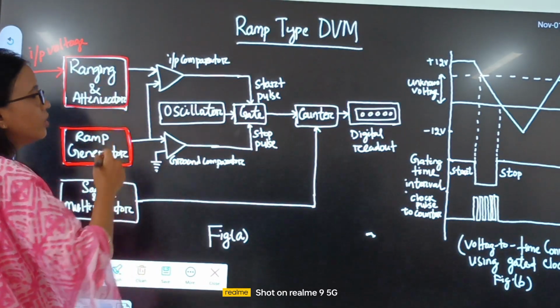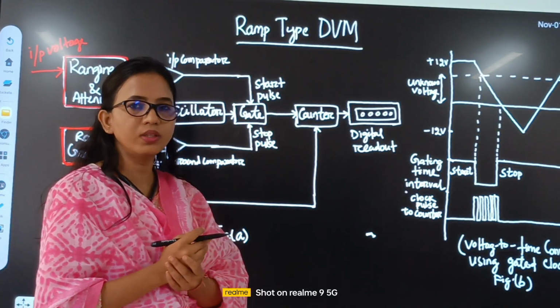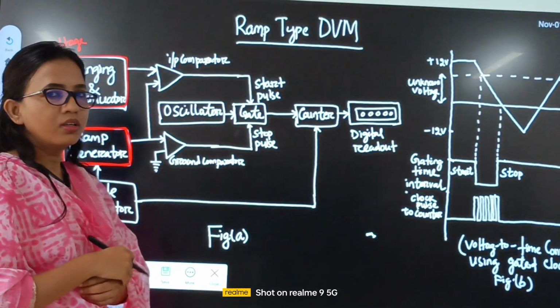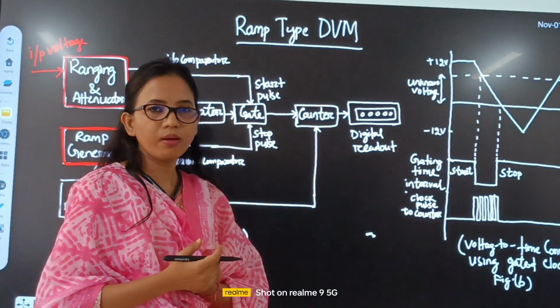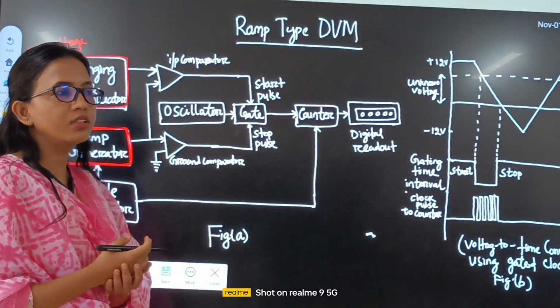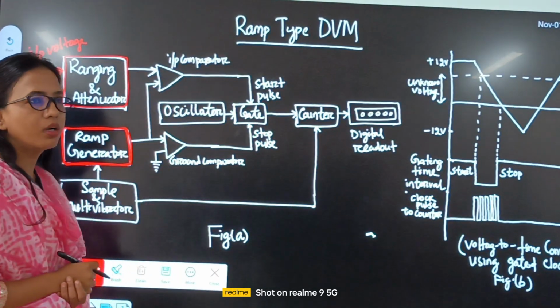And the ranging is called the amplifier stage. The input voltage is amplified through this ranging, or you can say that is the amplifier. So it can amplify the signals for a better result. Then it is given to the input comparator.